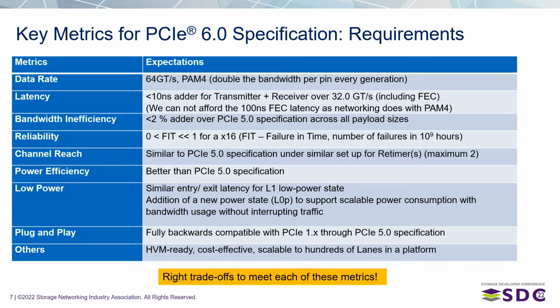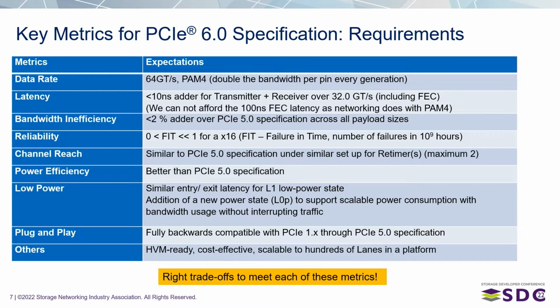Power efficiency, again, better than 5.0. And you will notice that this is a soft requirement in the sense that ideally the power efficiency should be half of the prior generation power efficiency. In other words, if you spend 10 picojoule per bit with Gen 5, you should be spending 5 picojoule per bit when you are delivering 64 gig. So that way the power number will be flat.